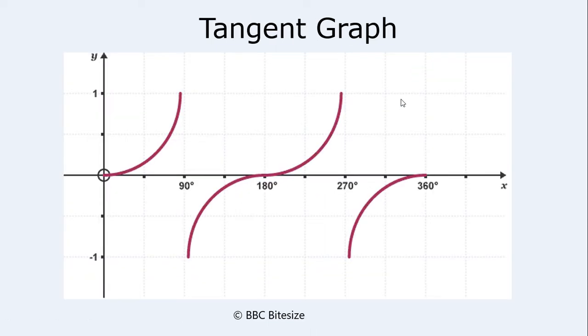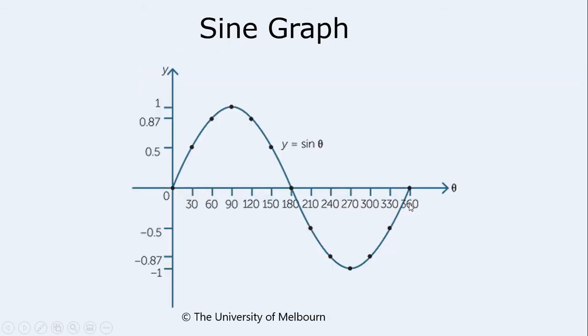The tangent graph is a slightly strange looking graph for reasons that I'll go into a little bit more in a different video. But basically what happens is it starts here, it goes up, and as you get closer to 90 degrees, this value gets higher and higher, and then it sort of pops out the other end over here. Okay, I'll talk more about the tangent graph in a different video, but I just thought I'd show it to you up front here, just so you've got an idea of what the three graphs look like.